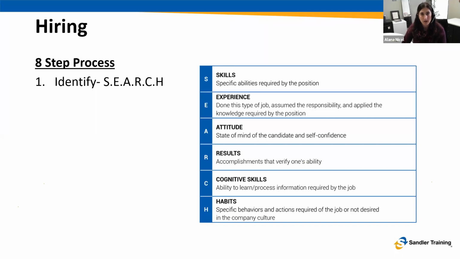Cognitive skills and ability. This is more of how do they think, how are they going to actually work, what things do they need to know how to do, how do they process information, how do they learn, are they a fast learner, can they work on their own? What are those cognitive skills? And then H stands for habits. What are the habits and specific behaviors that they need to be successful in your company and in the role?